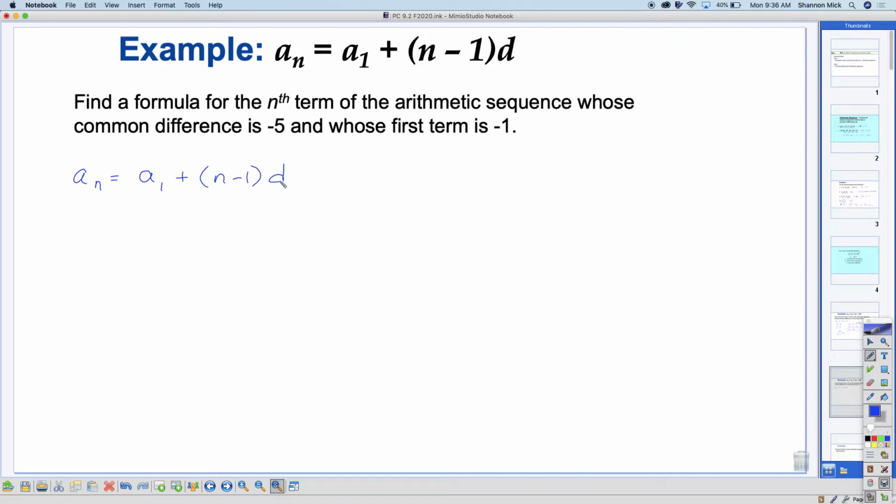A sub 1 equals what? Negative 1. What's negative 5, the d, the difference? We don't know. And we don't know n because we're just writing the formula, right? So you write the formula, plug it in, and simplify it all.